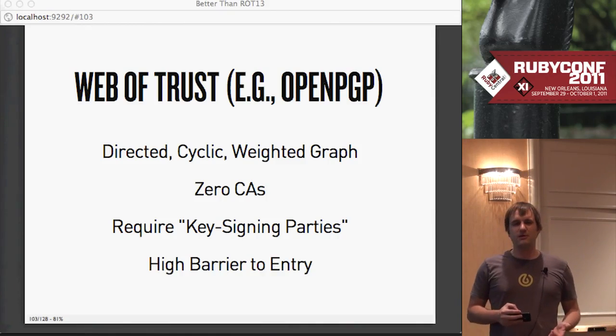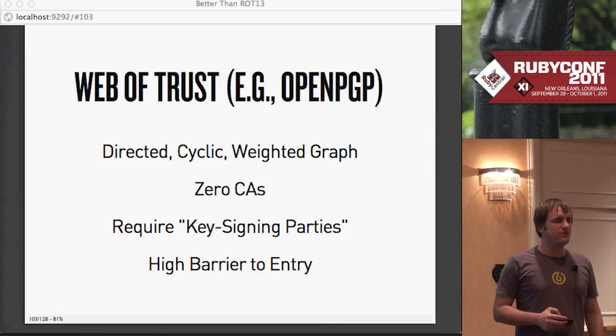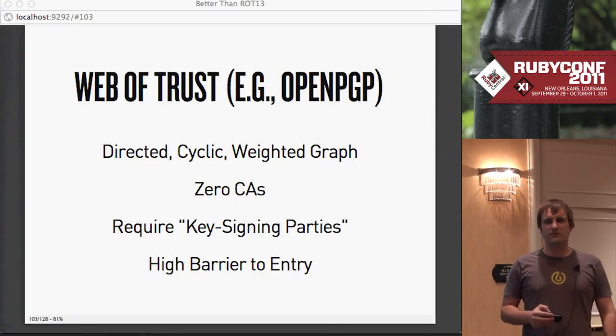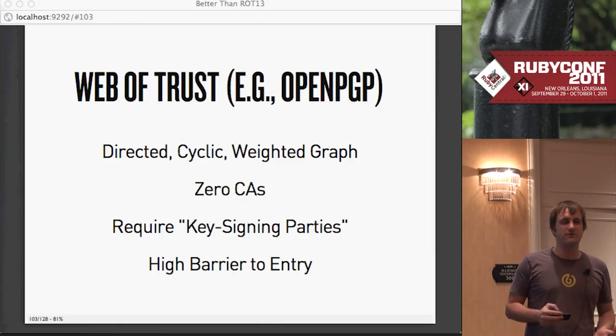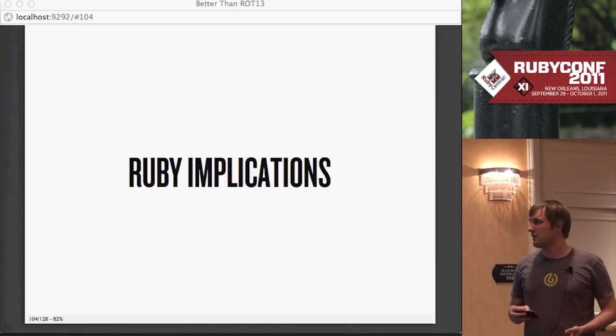And there's also this high barrier to entry. Say you want to start doing this. Great. You don't trust anyone yet, so you can't actually send any messages, and nobody trusts you. So this is kind of a problem. So you just kind of have to say, I'm going to do this. I'm going to go to a bunch of key signing parties, which, by the way, don't really exist. And you're just kind of stuck without actually doing any of this.